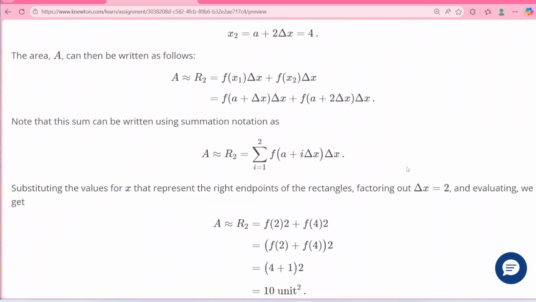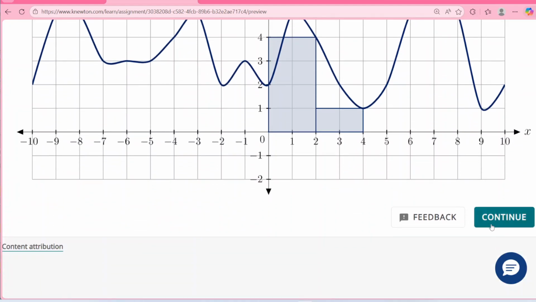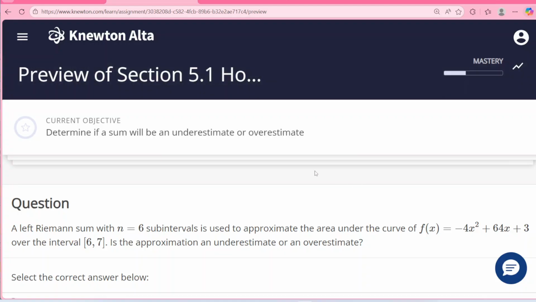And they might have a picture here. I don't know if they'll have a, yeah, they have a nice picture like that. Okay. All right, so here is determine if a sum will be an underestimate or overestimate.